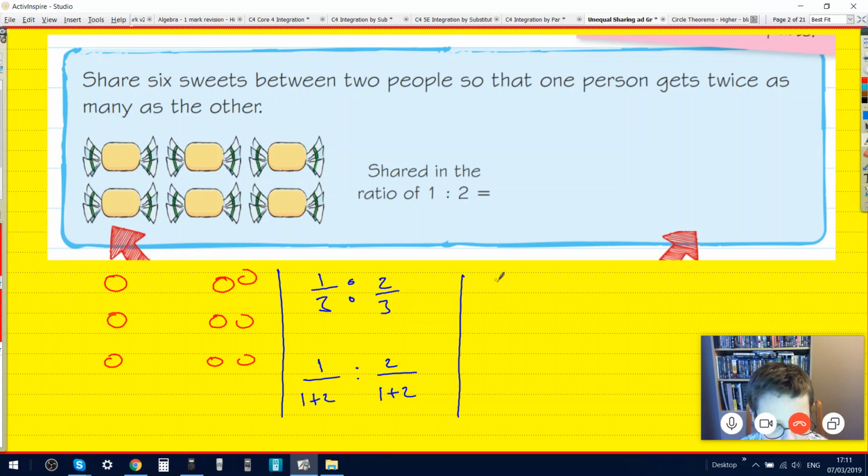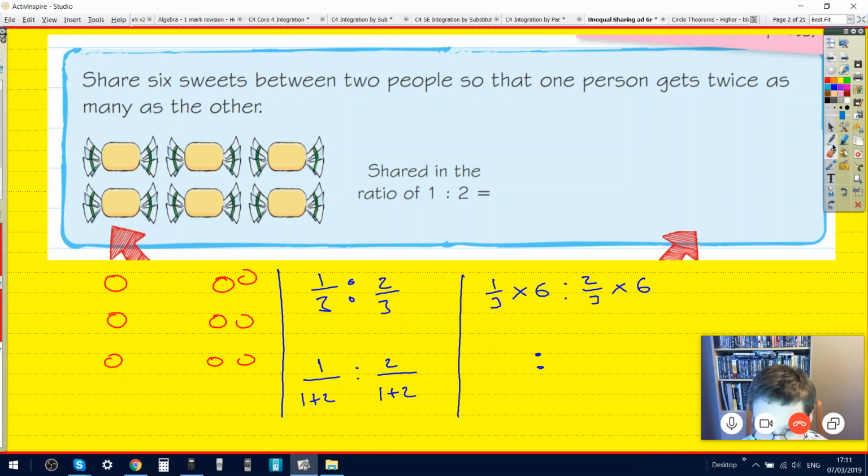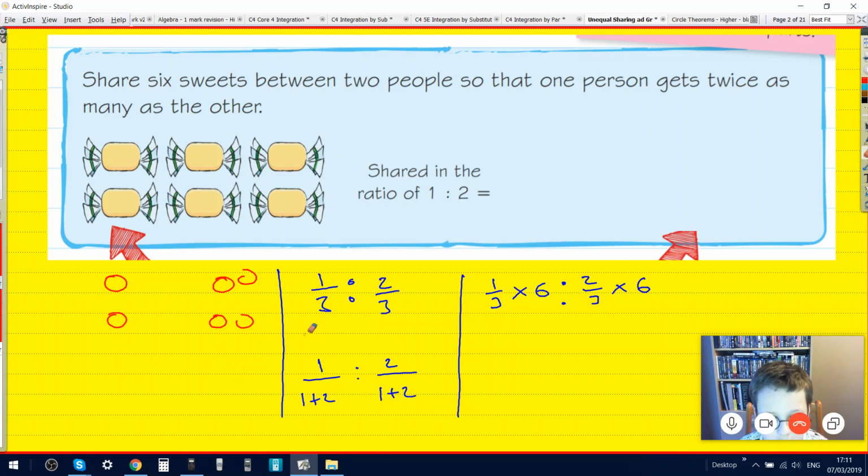What is 1/3 of 6? 1/3 of 6, that is 3. And 2/3 of 6? Hang on. 1/3 of 6 isn't 3. Wait. 1/3 of 6 is 3. No, that's half of 6. No. 1/3 is 6 divided by 3. That's 2.